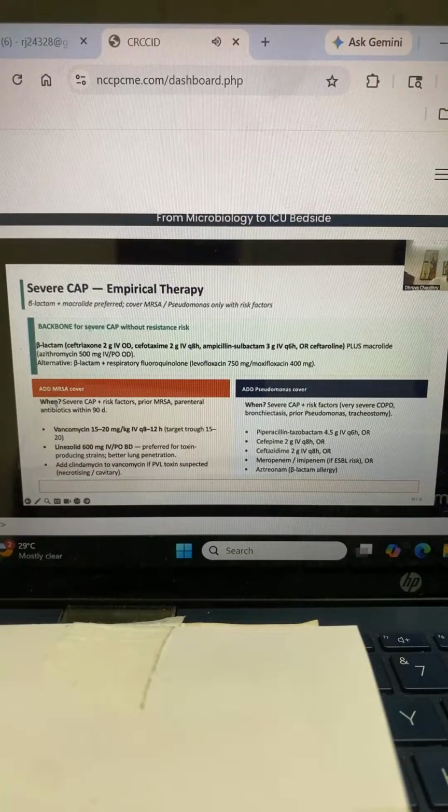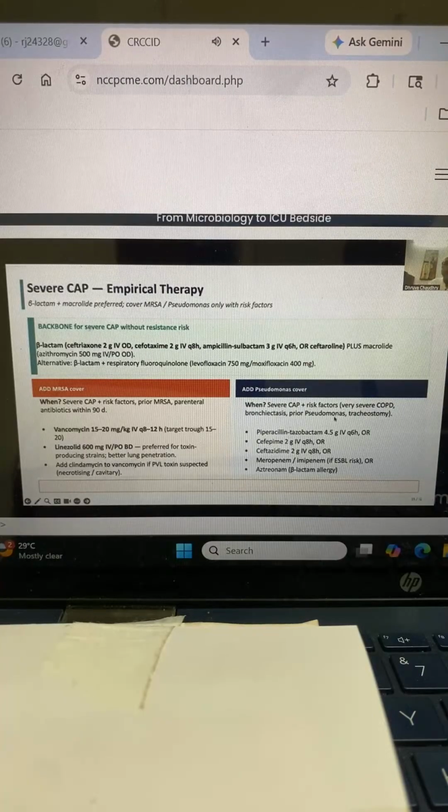I've already talked to you about MRSA: cover only if you have the risk factor, prior MRSA or parenteral antibiotic given in the last 90 days. Here you can use either vancomycin or teicoplanin, but the alternative could be linezolid. Be careful in diabetics because it is a solution in 5% dextrose. And clindamycin you need to add if you find there is necrotizing pneumonia or cavitation. Even if it is Staphylococcus aureus and you are covering MRSA, if you find a lot of cavitation, then clindamycin does help.